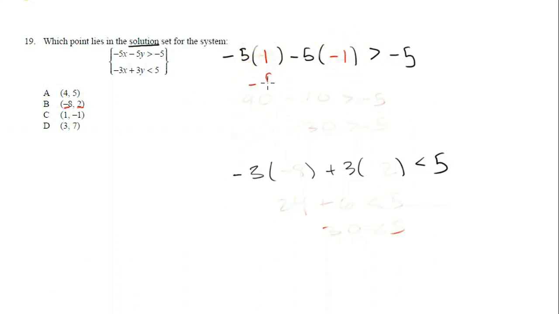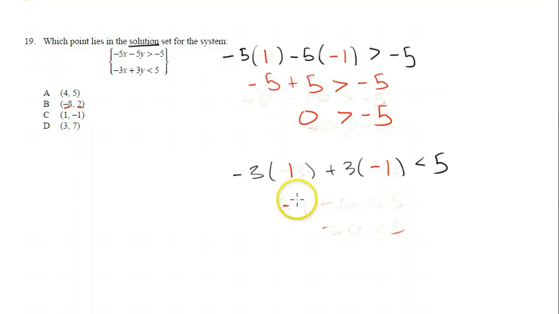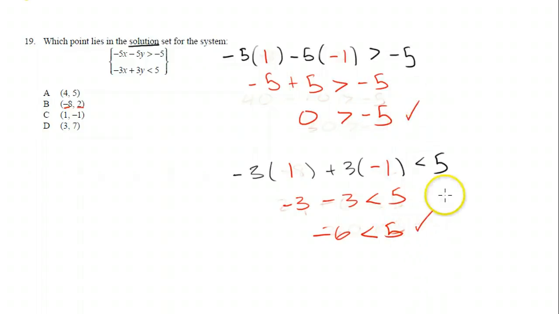And I get negative 5 plus 5 is greater than negative 5, which is 0. And we know 0 is greater than a negative number, so that's true. When I try it here, 1 and negative 1, I get negative 3 minus 3 is less than 5, which is negative 6 is less than 5. So I see it works for both. It works for this one, and it works for this one, and so that must be our answer, which is C.